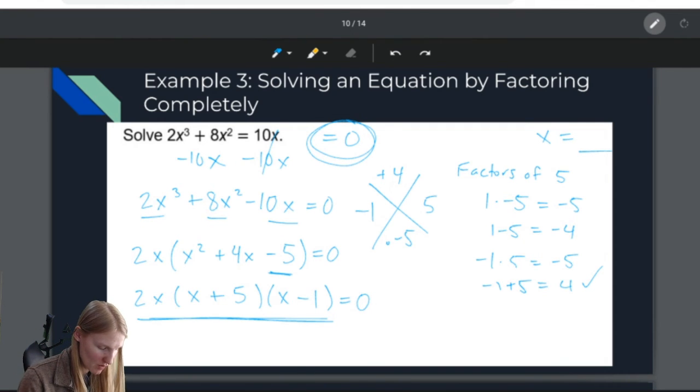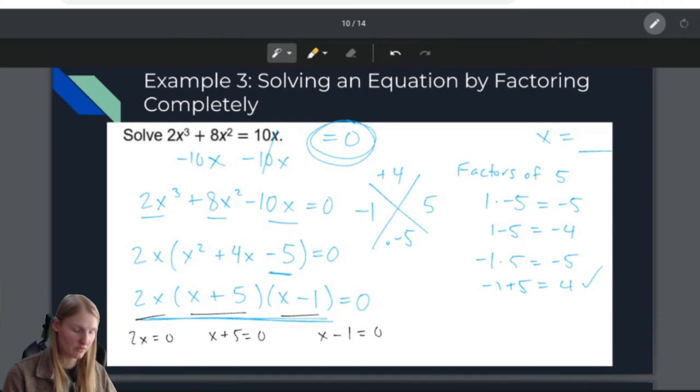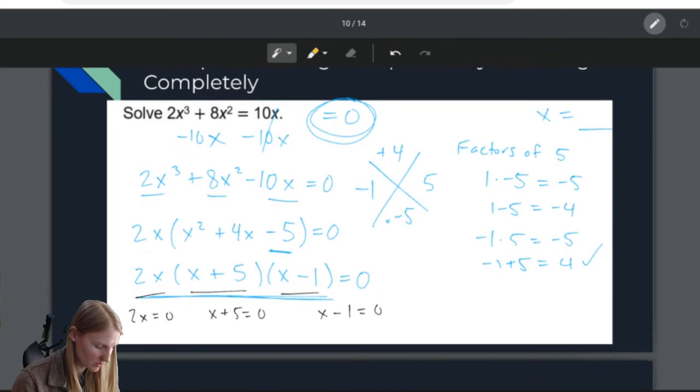Alright, so now, remember, let's change colors. This means that 2x equals 0, or x plus 5 equals 0, or x minus 1 equals 0. Any of these things could be true. So if we divide both sides by 2, oh goodness, we are running out of space. If we divide both sides by 2, we get that x equals 0. If I subtract 5 from both sides, I get that x is equal to -5. And if I add 1 to both sides, I get that x is equal to 1.